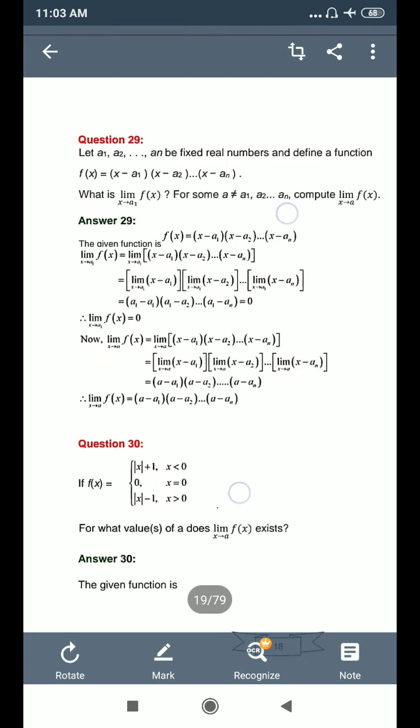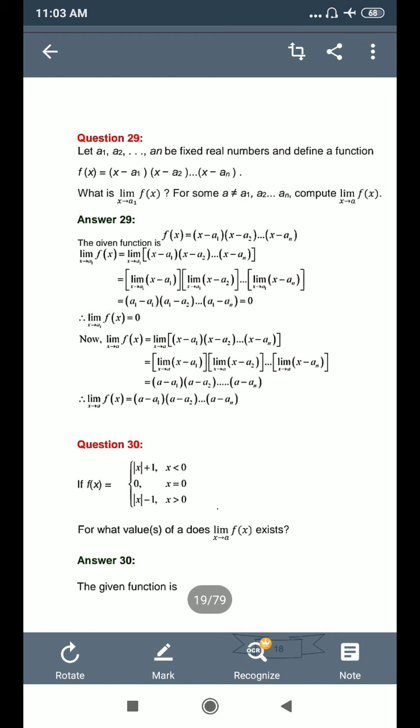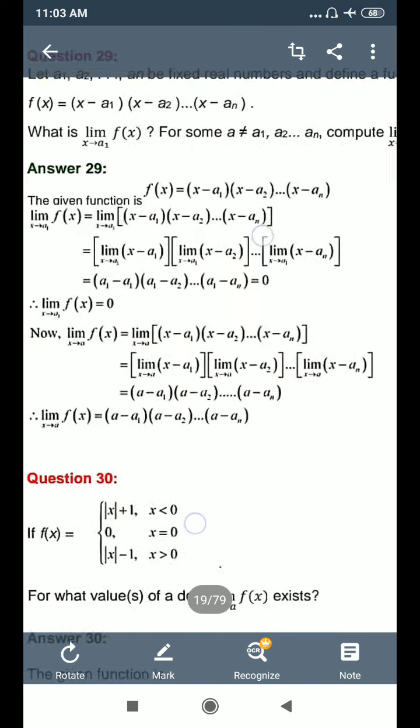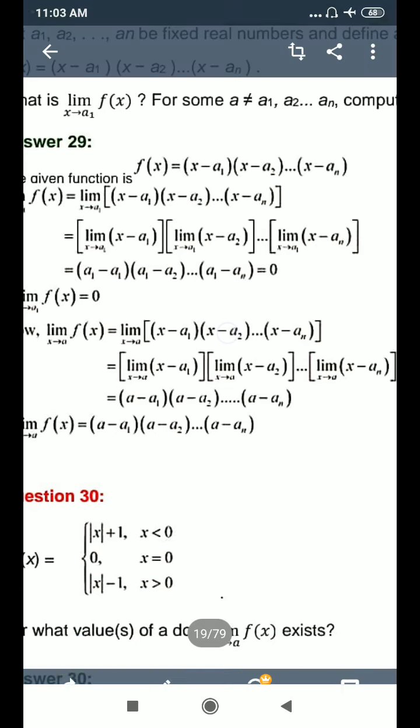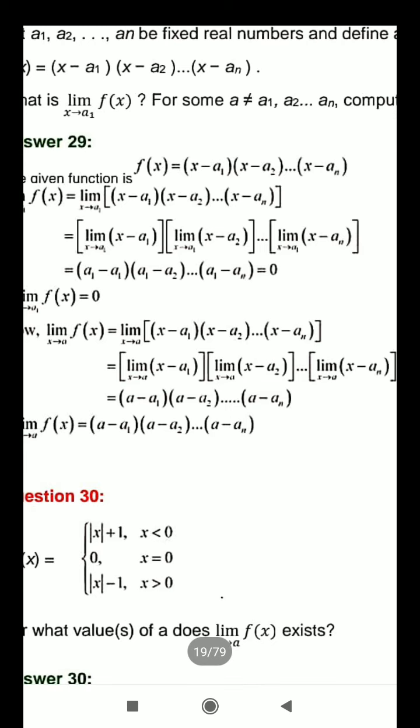Second part of the question is compute limit x tends to a of f(x). So in this whole expression, you simply replace x by a. So it will become (a minus a1)(a minus a2)(a minus a3) and so on, and that would be the answer.